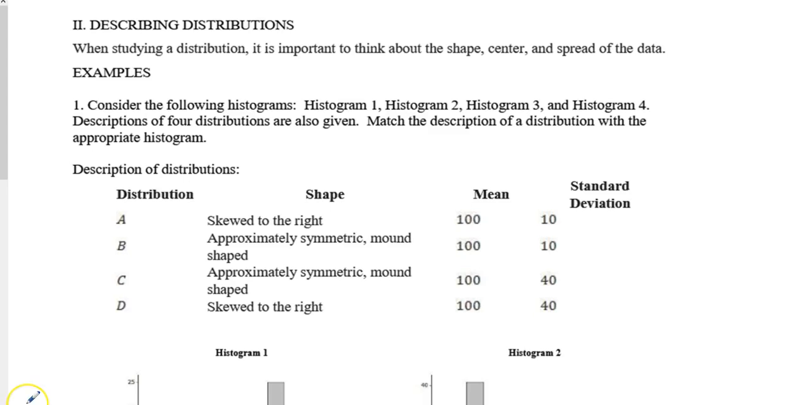In this recording, we're going to review how to describe distributions. When you're looking at a distribution, you can talk about its shape, which will use words like symmetric, or skewed right, or skewed left. You can talk about its center, which is typically its mean or its median. We can talk about the spread of the data, which is often the standard deviation.